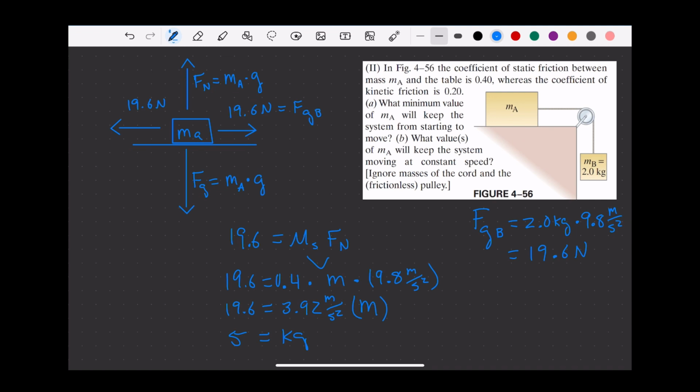Usually when a number comes out pretty like that, you probably did the right thing. So we can say that the minimum mass that's going to be required in order to counteract the force that mass B is applying to mass A must be 5 kilograms. All right, nice.